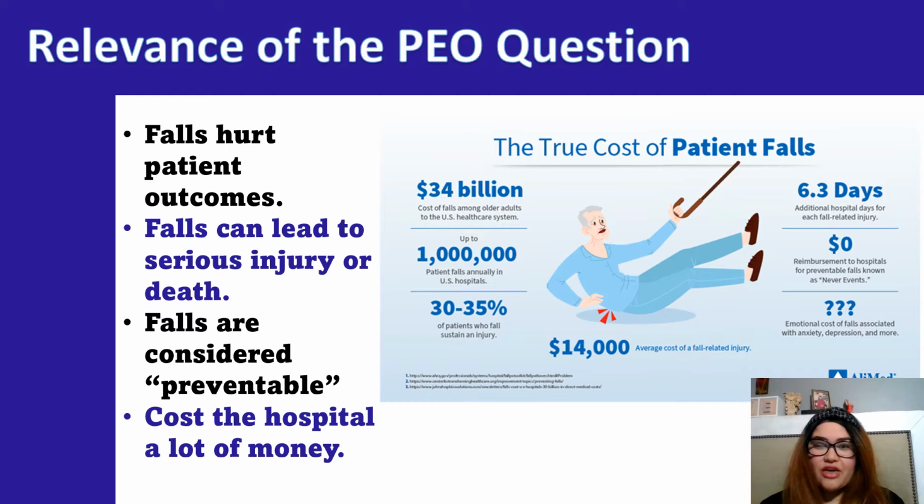It states here that it costs the U.S. government $34 billion a year due to patient falls in the hospital. Approximately a million people fall in the hospital a year, and 30 to 35% of these falls result in an injury.